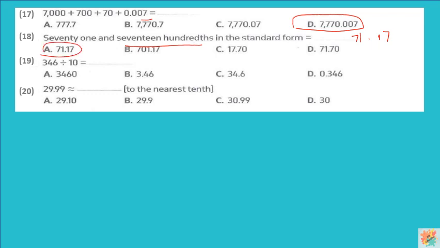Okay, number 19. Where is the decimal point? Bravo, it's hidden. Where is it hidden? At the end. So then go back one digit. So it will be 34.6.